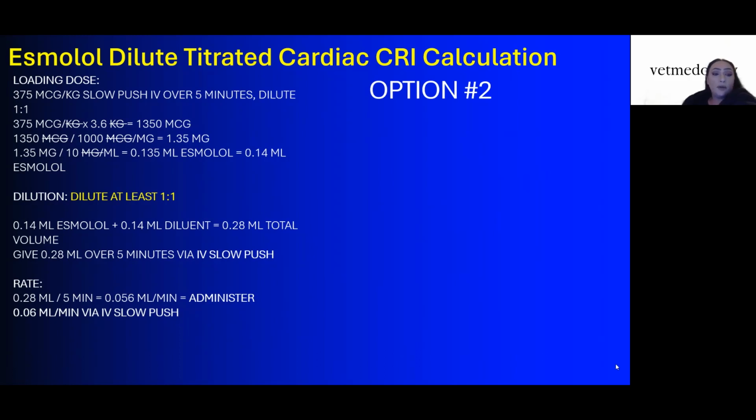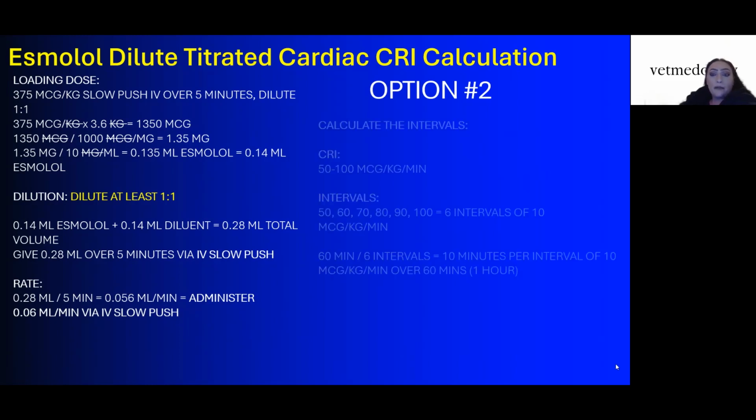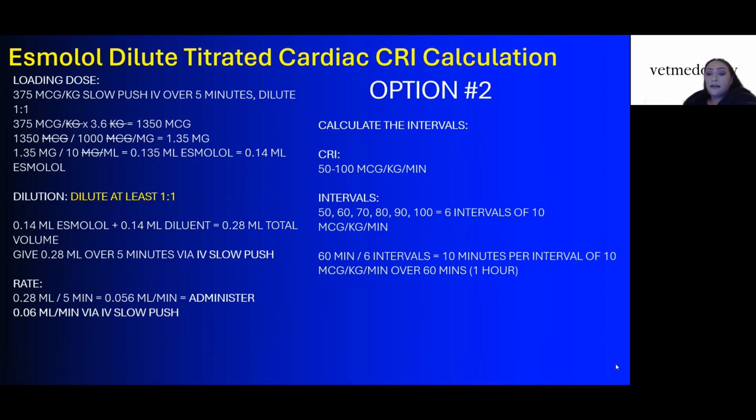We get 0.14 mLs of esmolol, diluted 1:1 with 0.14 mLs of diluent, gives us 0.28 mLs total volume. Give the 0.28 mLs over 5 minutes via IV slow push, and that's 0.06 mLs per minute. To calculate the intervals, again, it's the same thing. So you have 6 intervals of 10 mics per kg per minute. 60 minutes divided by 6 intervals is 10 minutes per interval of 10 mics per kg per minute over 60 minutes or 1 hour.